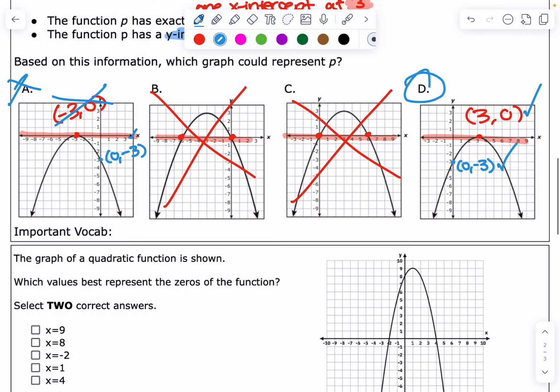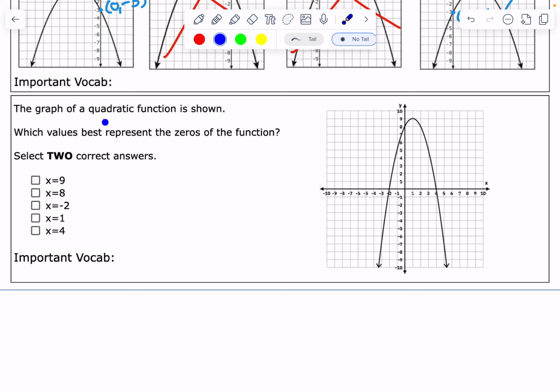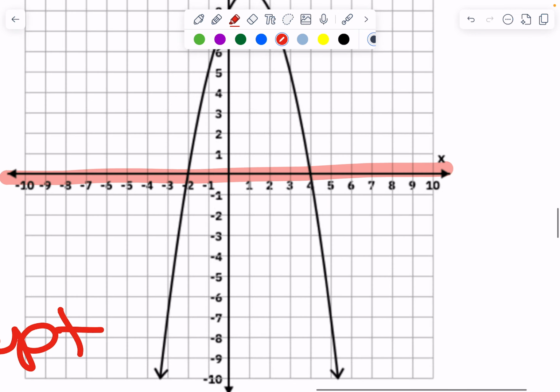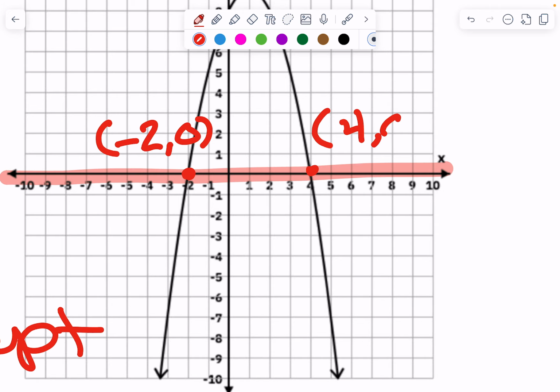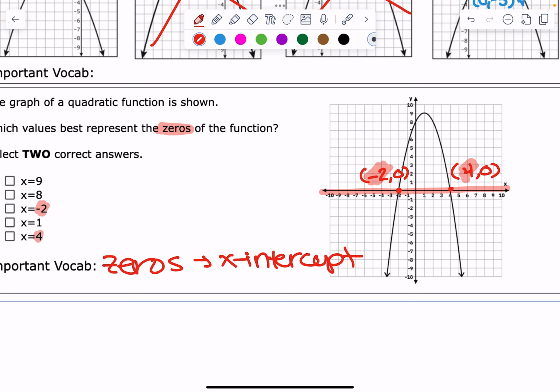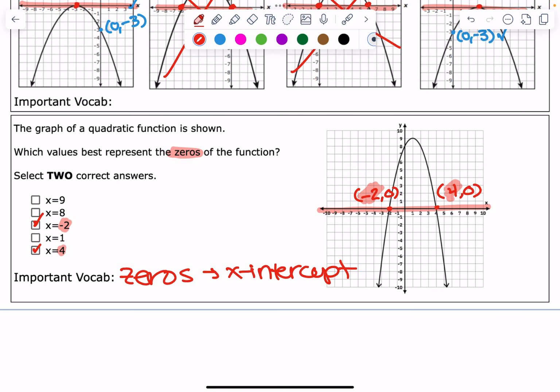All right. So if we go to the next one, it says the graph of quadratic functions show which values best represent the zeros of the function. Select two correct answers. So again, I know zeros are my important word. And remember, zeros mean x-intercept. So we're going to look at the x-axis. And if I'm looking at the x-axis, I want to see where they touch. I have -2, 0, and I have 4, 0. So now I know I'm looking for -2 and 4. Those are going to be my two answers.